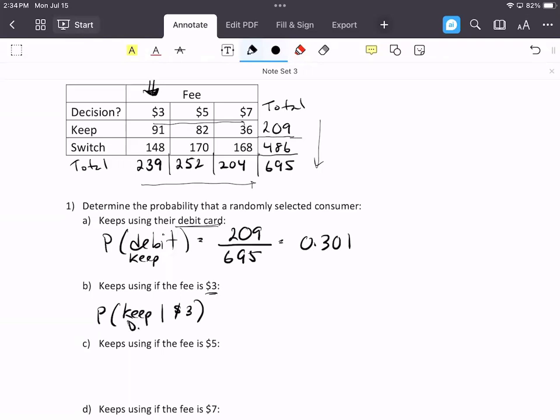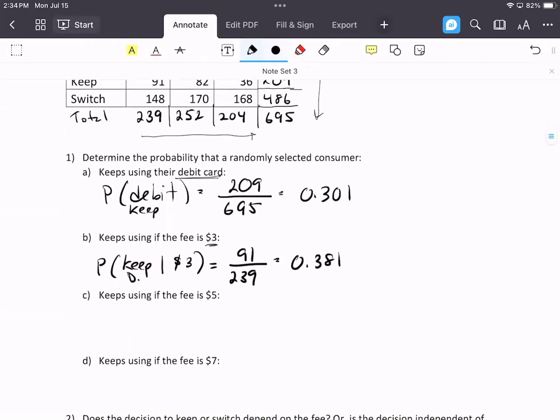I'll do keep, D for debit. How many people did they survey and ask about the $3 fee? Well, it was 239. How many said for $3 that they would keep using their debit card? And that is 91. And that ends up being 0.381. Please complete C and D on your own and then come back and check your answer.